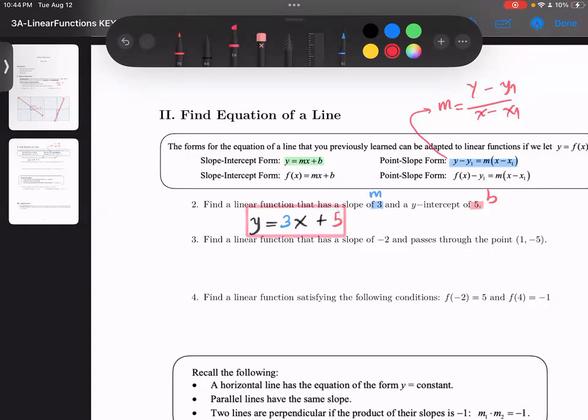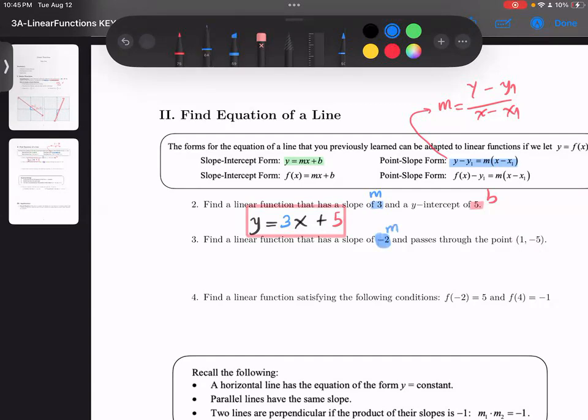Next, find a linear function that has a slope of negative 2 and passes through the point (1, negative 5). This point right here is not the y-intercept. Remember, the y-intercept is (0, b), but the x component here is not 0, so we know it's not the y-intercept. All right, that is my slope. I highlighted it in blue.